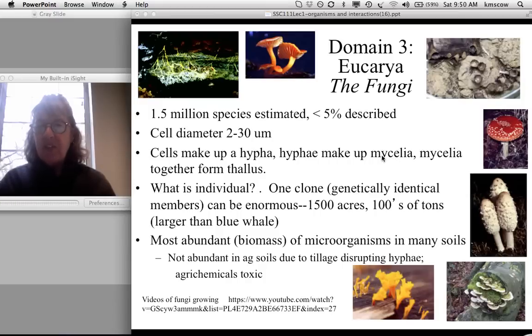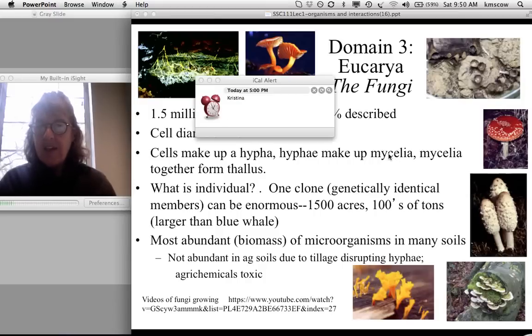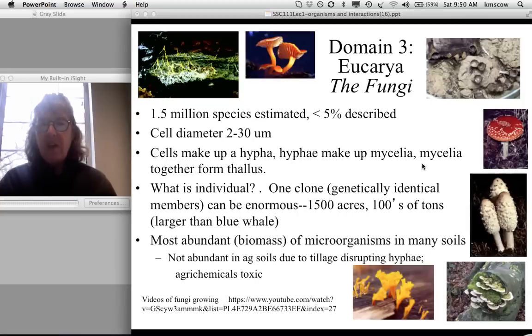mycelia, which you start to be able to see with your eye, these bundles of hyphae, and then the mycelia together form thalluses, and thalluses are these larger bodies, these things like mushrooms, made up of all these bundles of hyphae that we see above ground that are important for dissemination of spores.